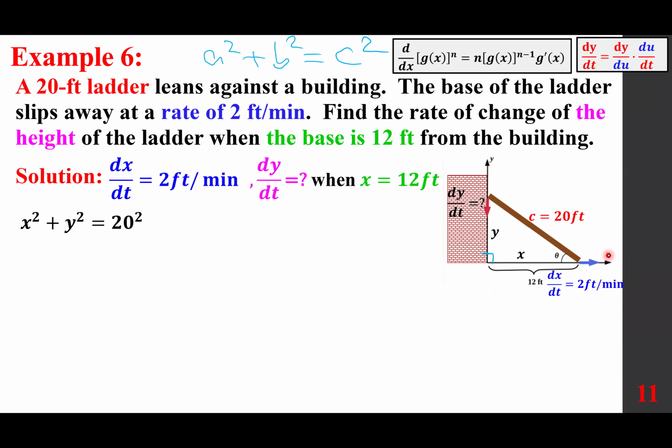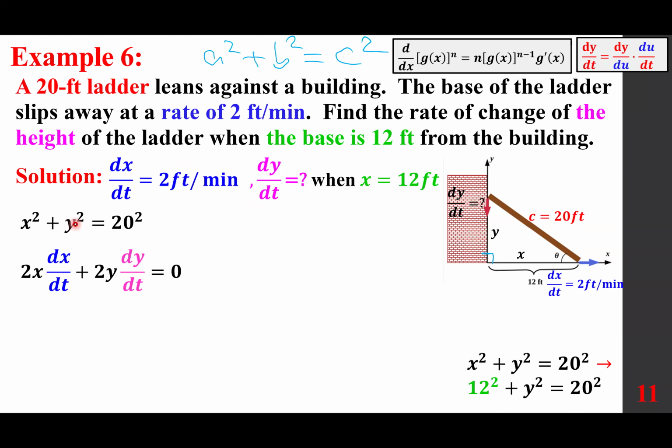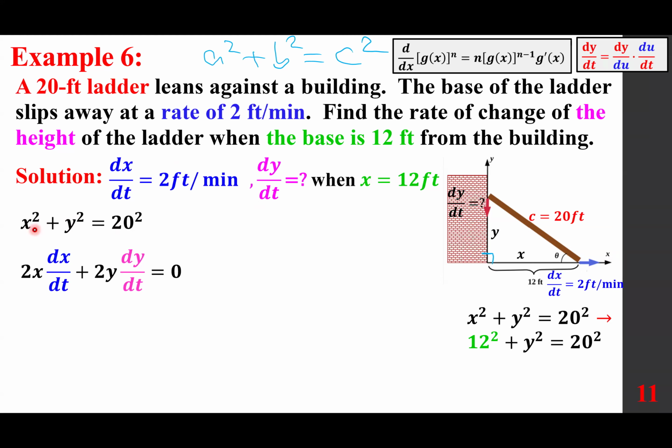Now we are going to differentiate both sides with respect to t. 2x dx/dt plus 2y dy/dt. This is a number, 400, which results in 0. We almost have everything. At x equals 12, what is y? We plug it into the Pythagorean theorem: x squared, which is 12 squared, plus y squared, which is missing at that point, equals 20 squared.